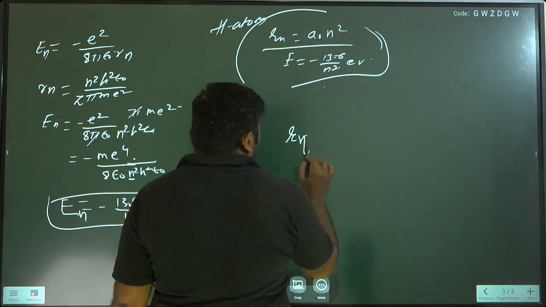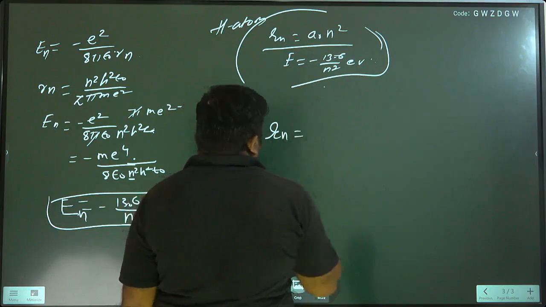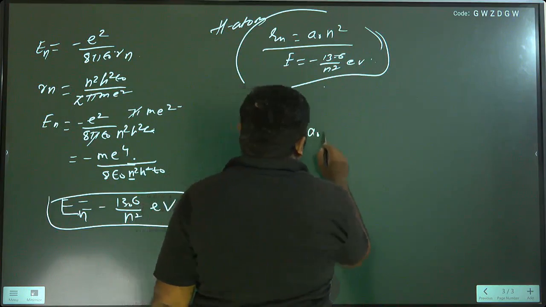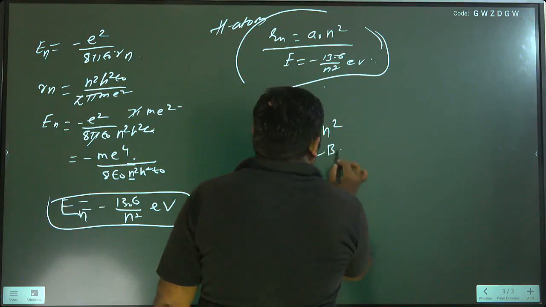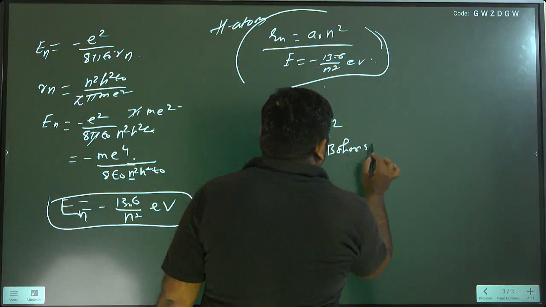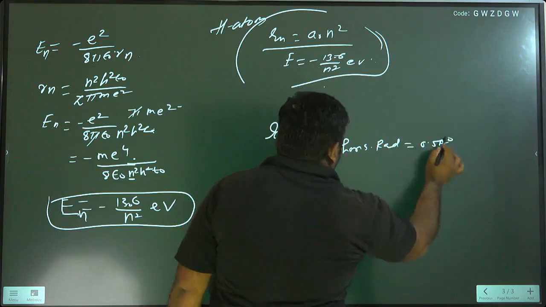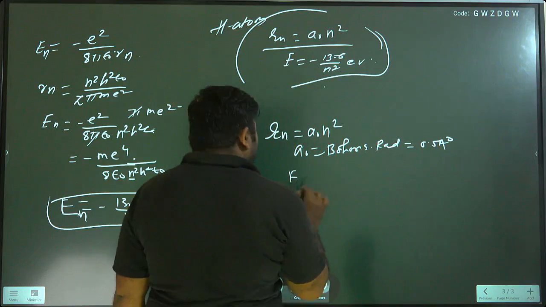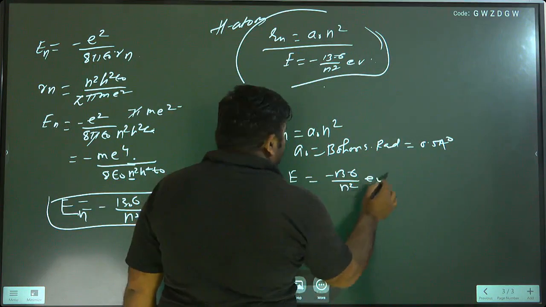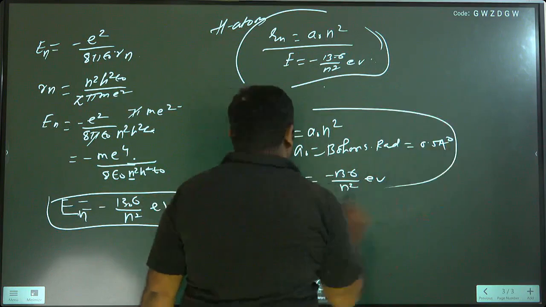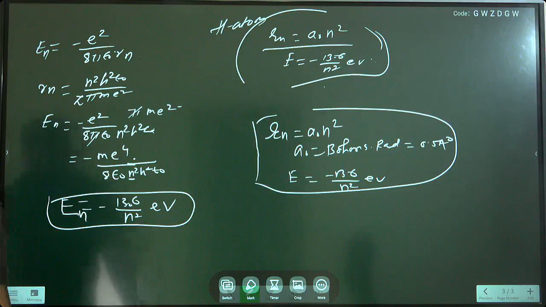Rn, for which energy radius? The nth radius is equal to a naught n square, and a naught is known as Bohr's radius. What is this value? This is equal to 0.53 angstrom, and here energy is equal to how much? Minus 13.6 upon n square electron volt. ये दो फॉर्मूला हमें यहाँ इंपॉर्टेंट हैं. Clear? What is the radius in this one?